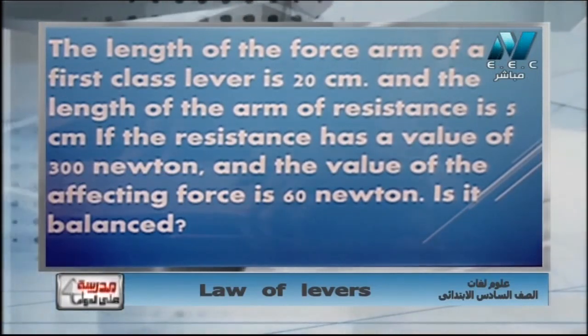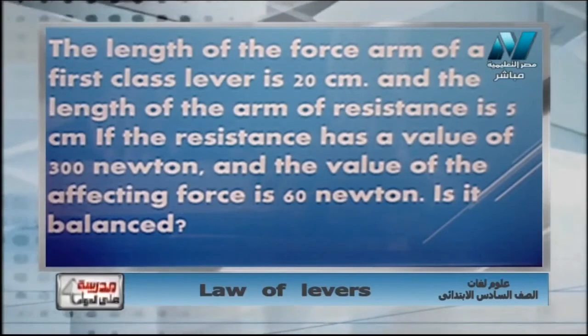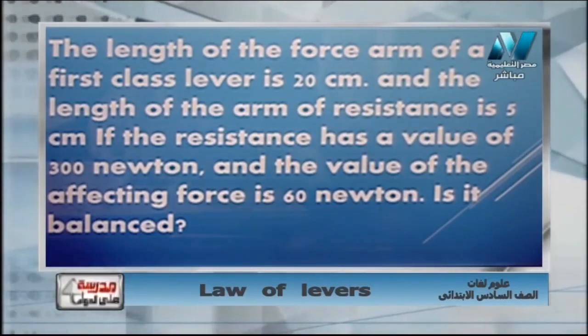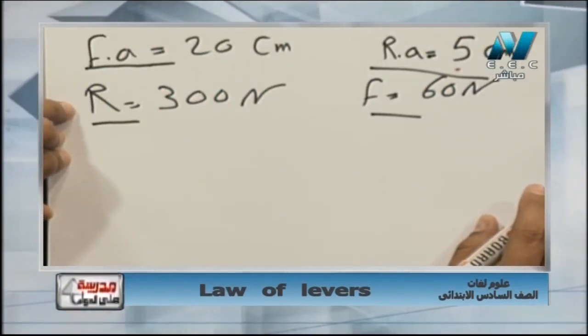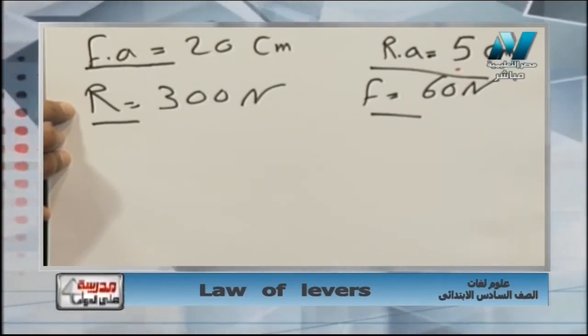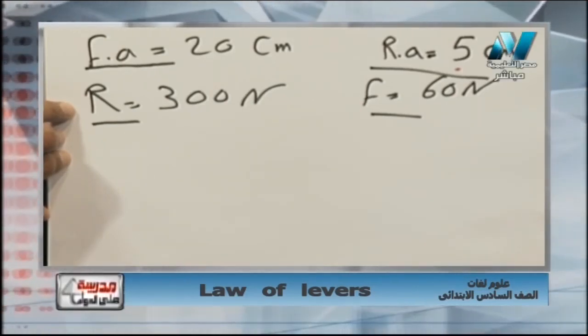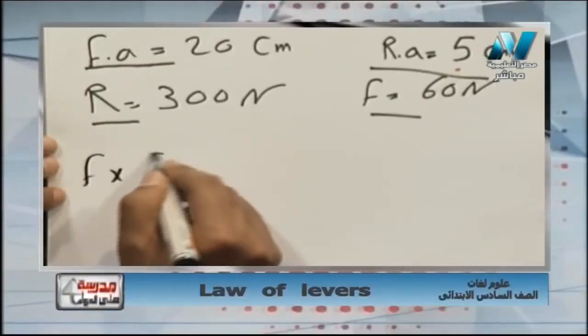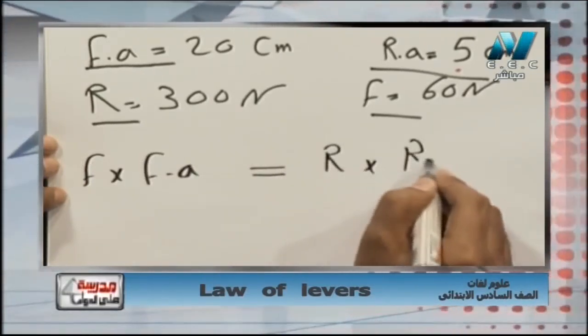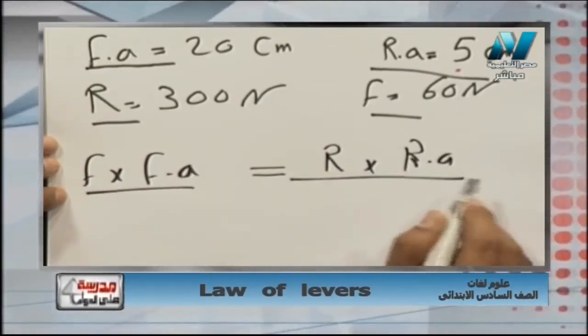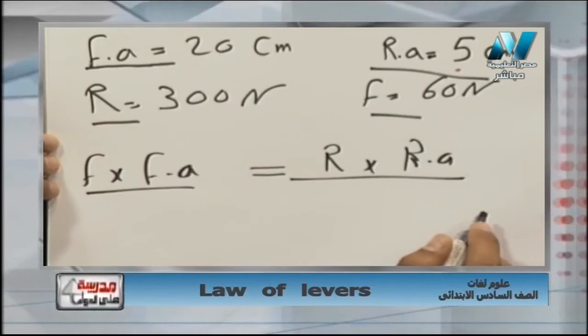Now you have to notice, my dear student, if he gave you in the exam four givens, as you see, force arm, resistance arm, resistance, and effort force, he asks you about whether it is balanced or not. If it is balanced, that means the left side equals the right side. That means F times F.A. must be equal to resistance times R.A. If this side equals this side, it means it's balanced, and if it is not, it's not balanced.